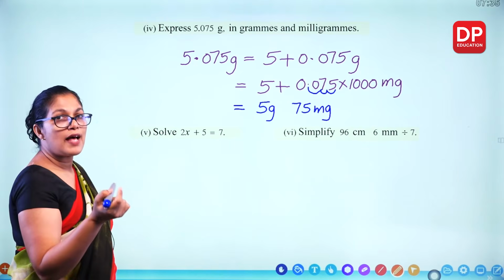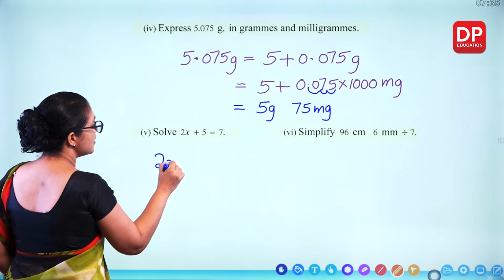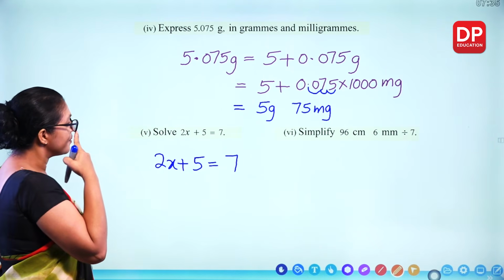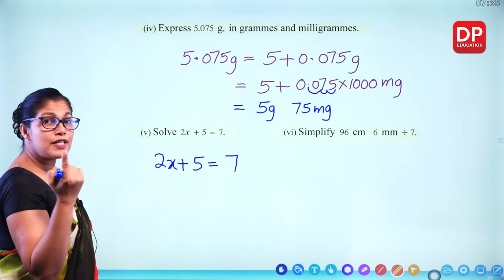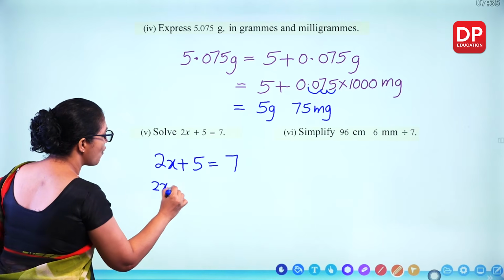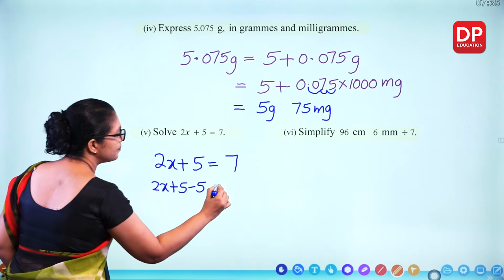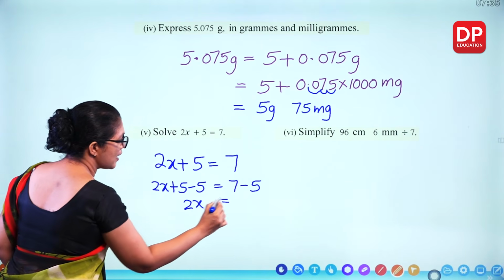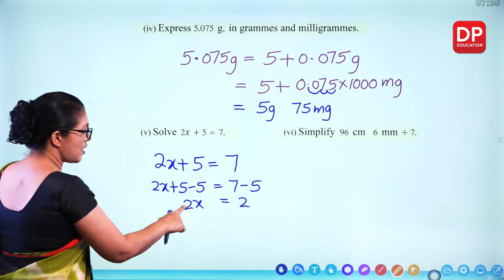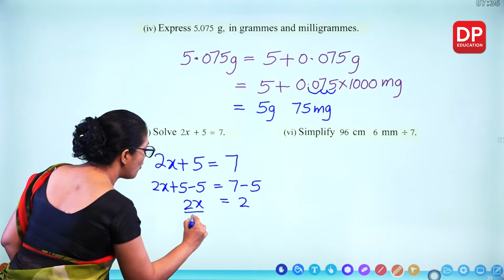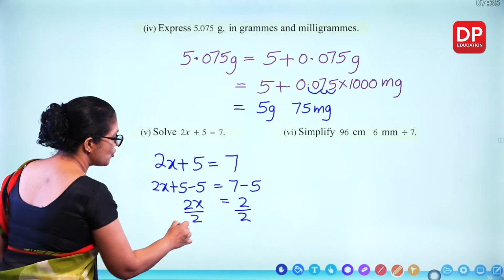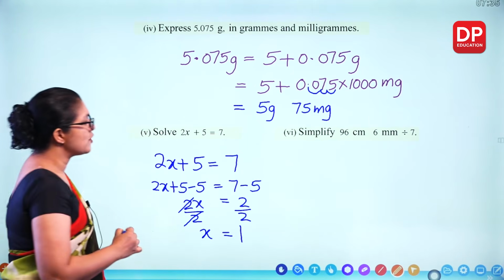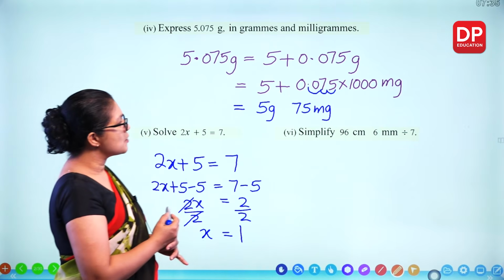Next one, solve the algebra. How do we solve this? You have to do the same thing to the other side. This is an equation. We need to get rid of this 5. So subtract 5 from both sides. So what you get? 5 gets cancelled out. You get 2x. 7 minus 5, 2. We need 1x. So divide both sides by 2. 2 gets cancelled out. You get x equals 2 divided by 2. That's 1.